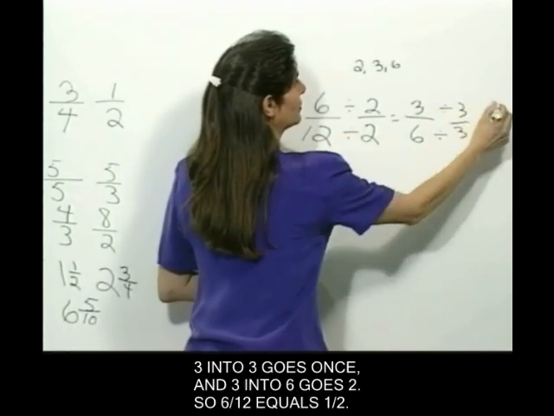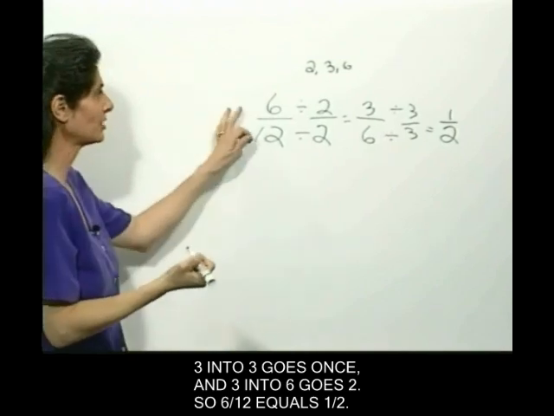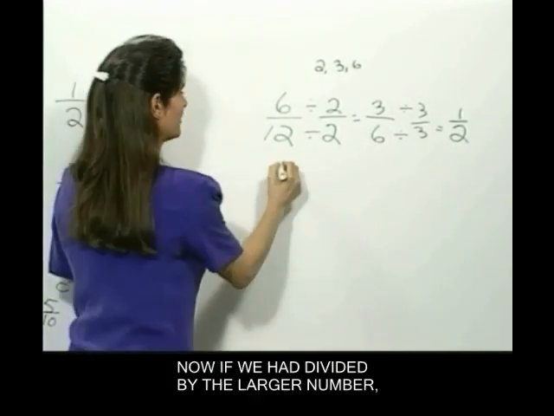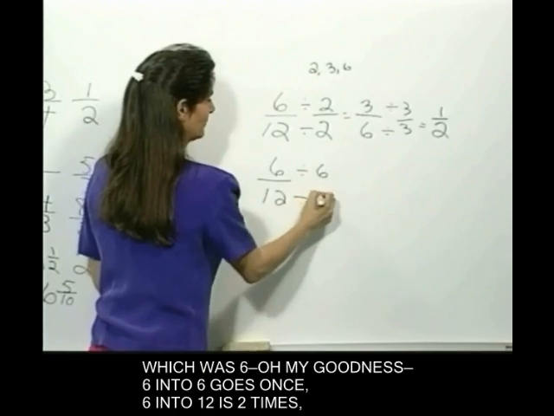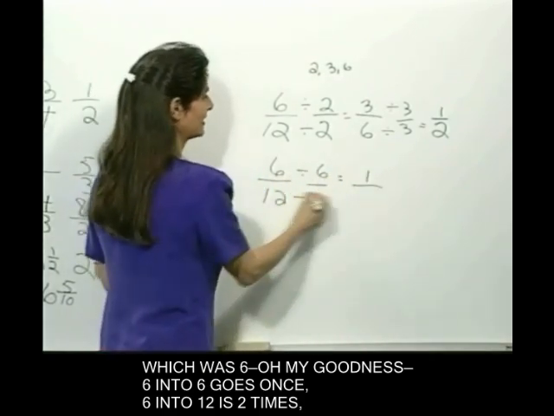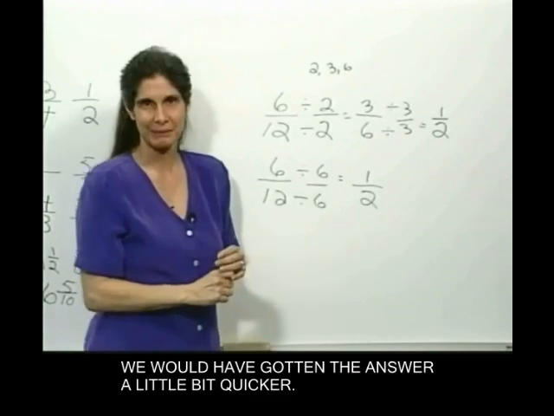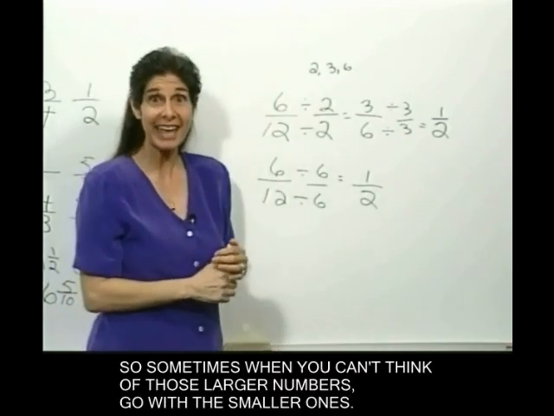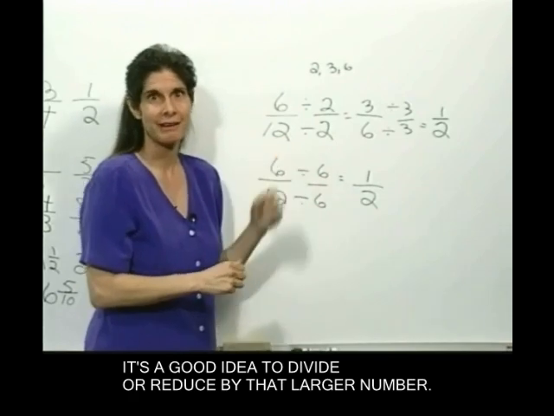3 into 3 goes once, and 3 into 6 goes 2. So 6/12 equals 1/2. Now, if we had divided by the larger number, which was 6, well, my goodness, 6 into 6 goes once, 6 into 12 is 2 times. We would have gotten the answer a little bit quicker. So sometimes you can't think of those larger numbers, go with the smaller ones. But if you can think of the larger number, it's a good idea to divide or reduce by that larger number.